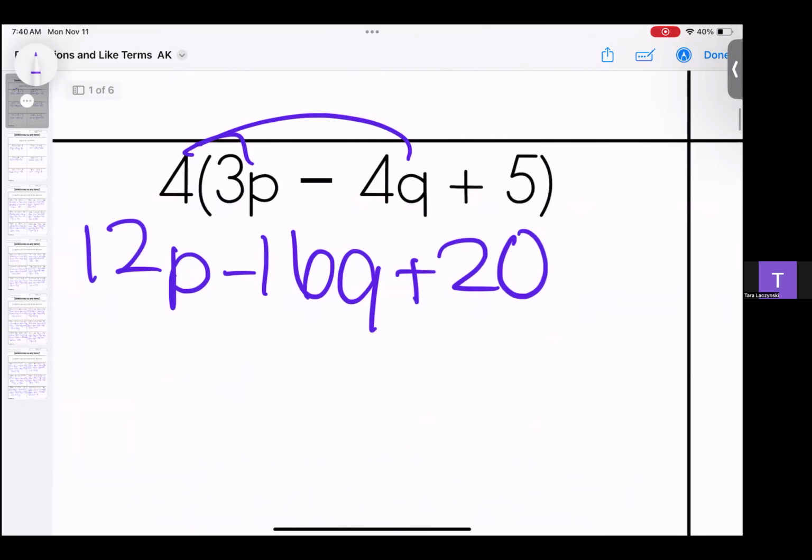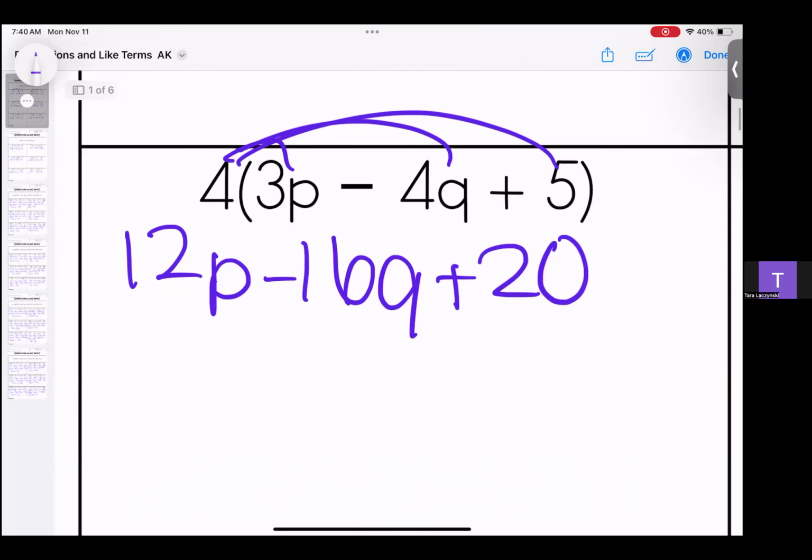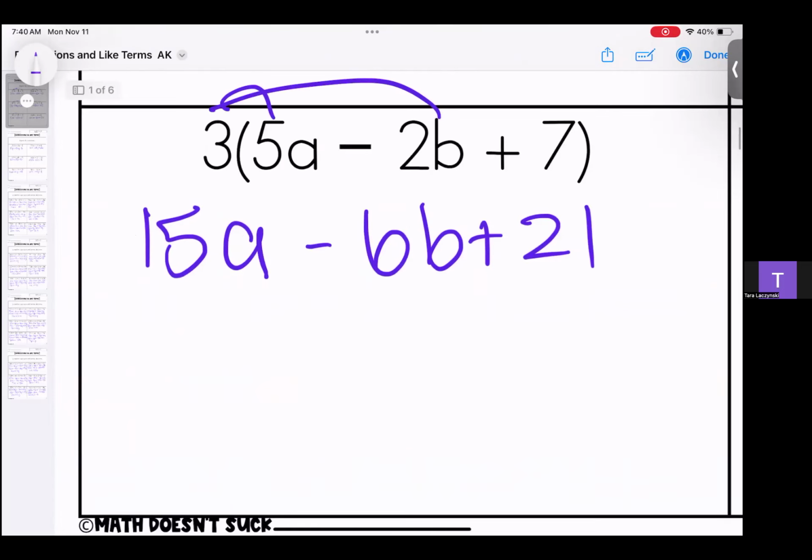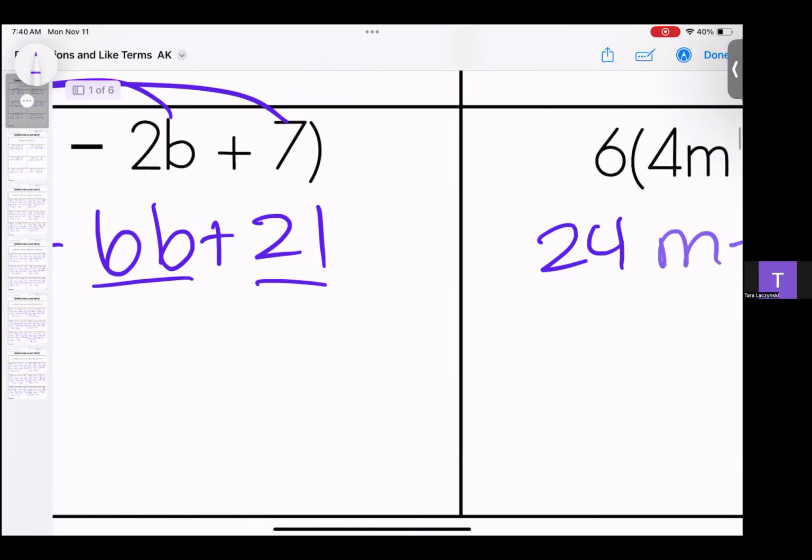Over here, we only have one negative sign. 4 times 3 is 12. Bring your P. 4 times 4 is 16. Q, it is negative. And 4 times 5 is 20. Last one's on this page. Again, sharing with everything inside. 3 times 5 is 15A. 3 times 2 is 6B, but negative. And then 3 times 7 is 21.